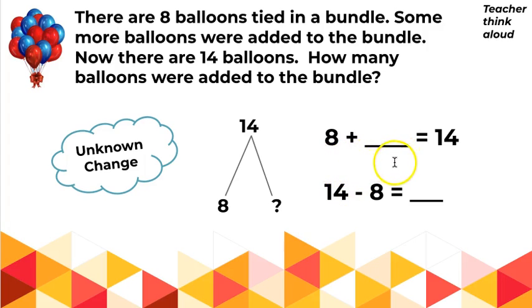8 plus the 6 balloons added to the bundle gave 14 balloons. As you know, with math mountains, you can also use the inverse, or you can say 14 minus the part gives you the other part. The answers are the same. There were 6 balloons added to the bundle. Please use these strategies as you solve your problems that are add to and take from.